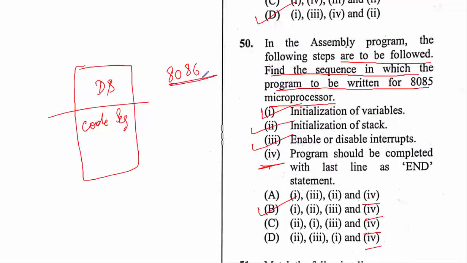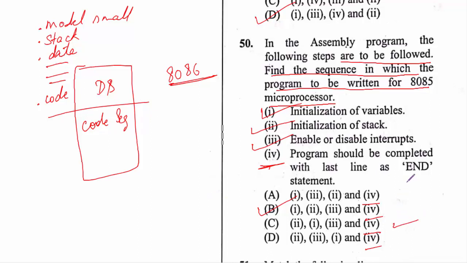If you are making use of the 8086 microprocessor, always you will be starting with .model small, followed by you will be declaring .stack, followed by .data. You are going to declare data variables. At last you will be writing .code. So based on this, if I am following, I'll be getting option C as the correct statement.